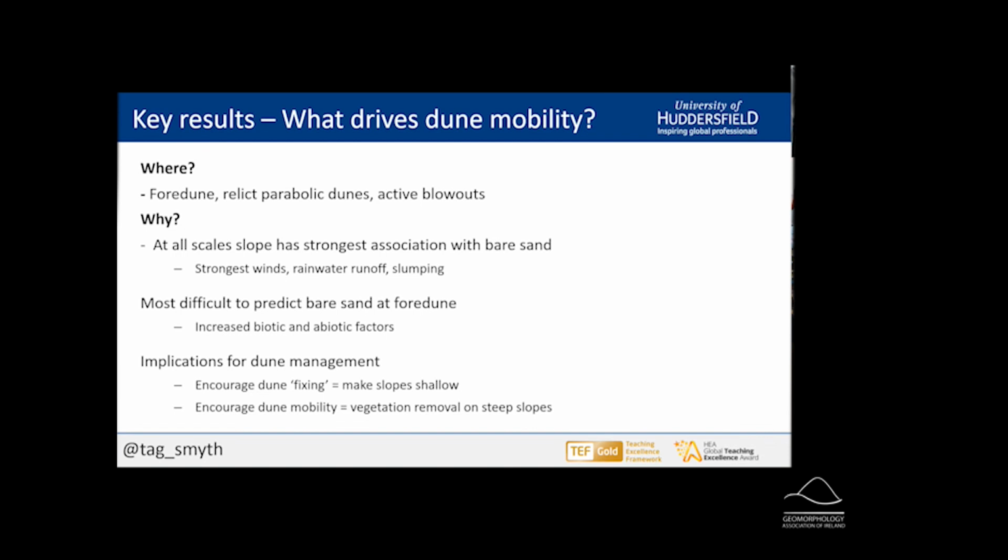It's most difficult to predict bare sand or find an association with bare sand at the foredune. And again, as we said, that's because of the waves that are at that site. And then we also have the effect of people at those locations as well.